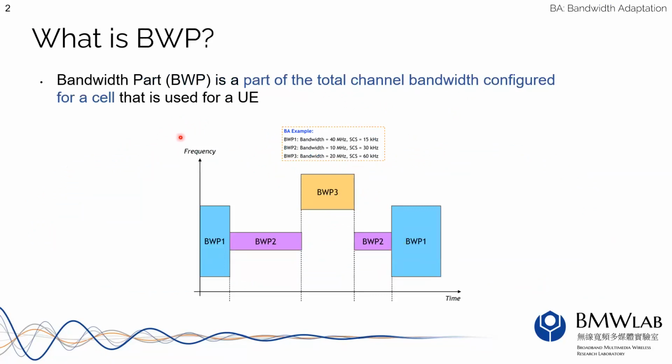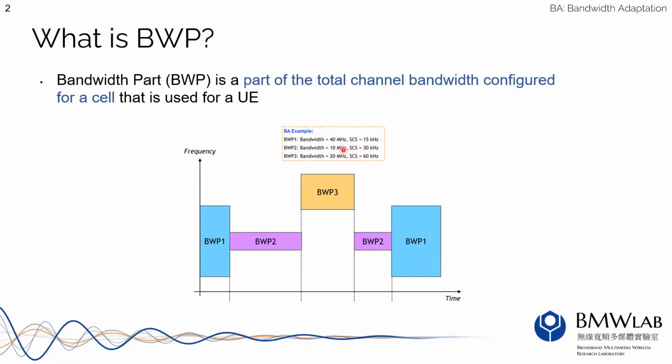And then I want to introduce what is the bandwidth part. Bandwidth part is a part of the total channel bandwidth configured for a cell. In other words, we can say that each cell can be split into multiple bandwidth parts. And different bandwidth parts may have different bandwidth and different subcarrier spacing.